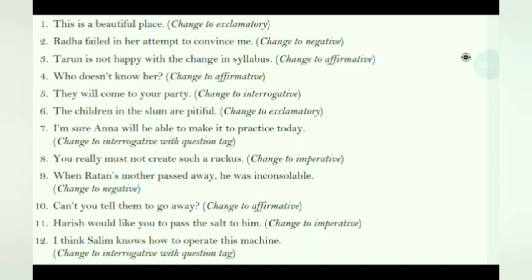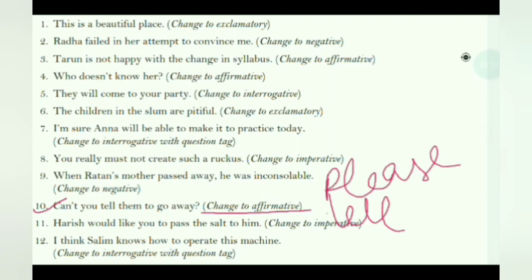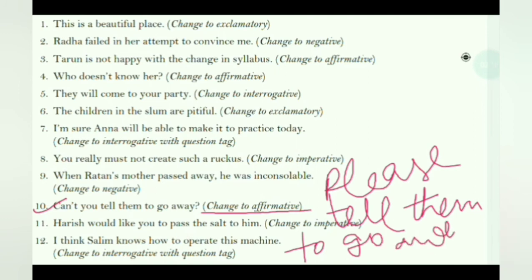The 10th sentence is, "Can't you tell them to go away?" And the instructions in the bracket are change to affirmative. It would become, "Please tell them to go away." You can also create "Just tell them to go away," or "You are suggested to tell them to go away," "You are advised," etc.